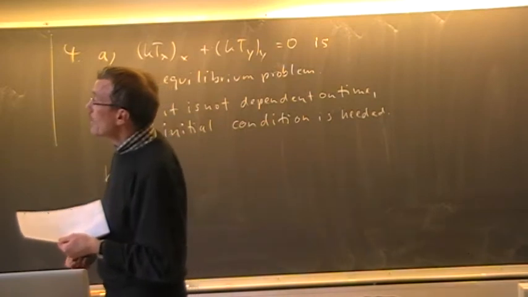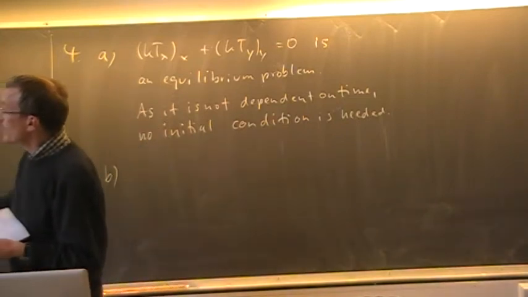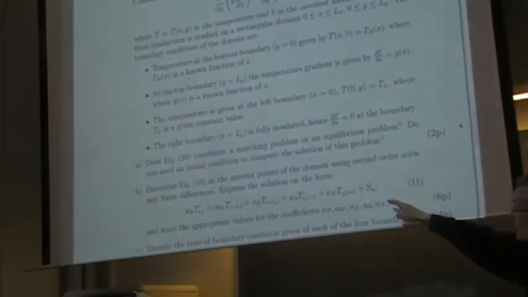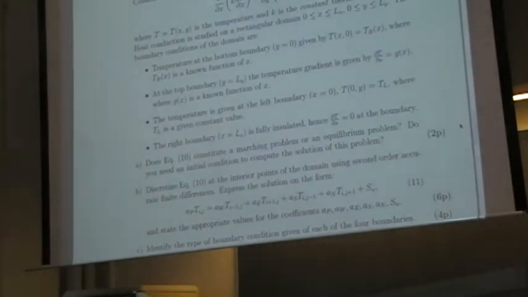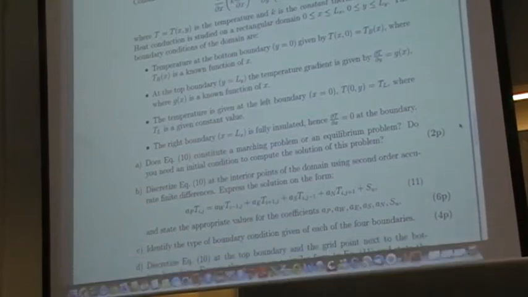B. Discretize the interior point of the domain using the second order accurate finite differences. Express the solution in this form and state the properties, the appropriate values for coefficients A, P, and so on. So that is something then that you should of course be familiar with, to have this equation and to do the discretization with the standard finite difference method.